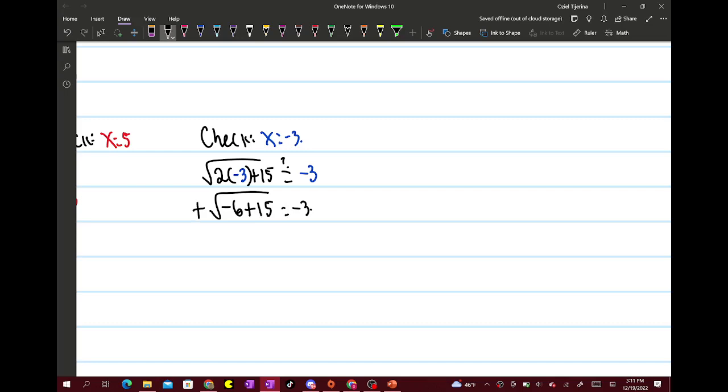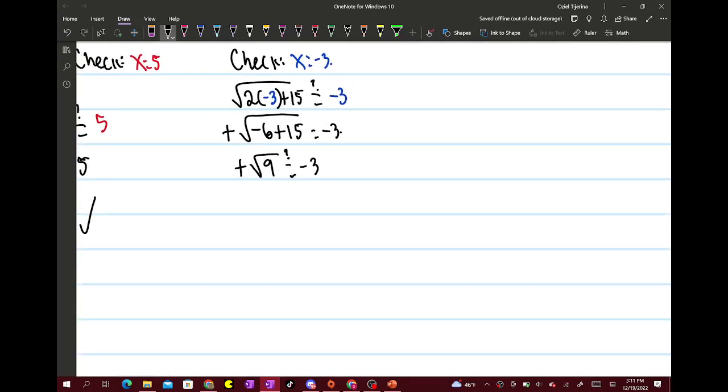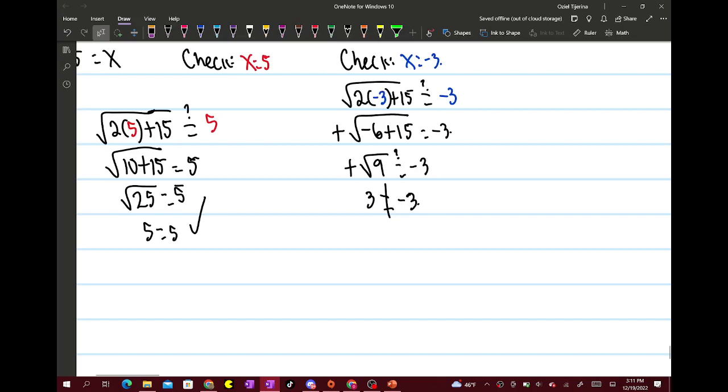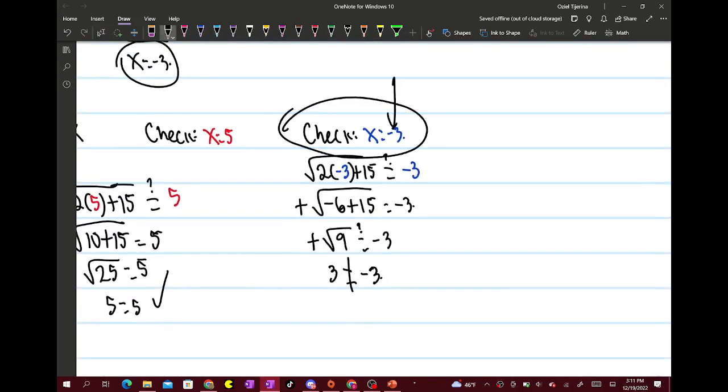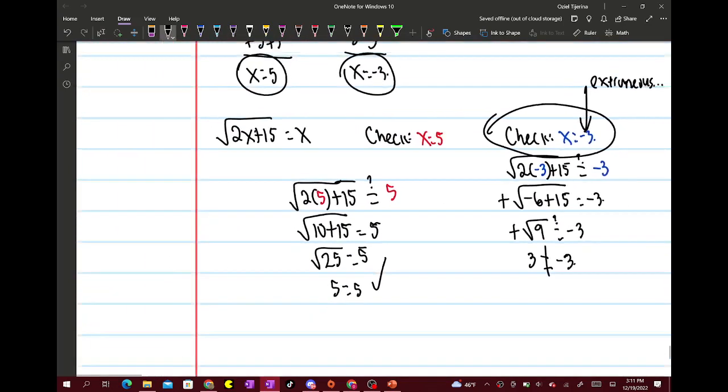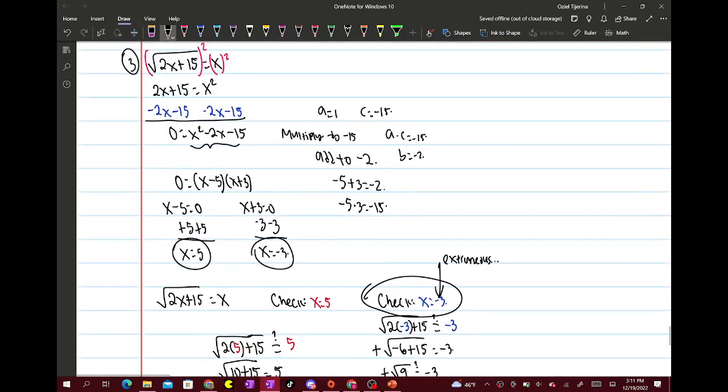So 15 minus 6 is 9. So the square root of 9, we're talking about the positive square root, and obviously the positive square root of 9 is 3. 3 is not equal to negative 3. So this does not work, right? So this right here is extraneous, meaning that it doesn't work. It doesn't satisfy the equation.